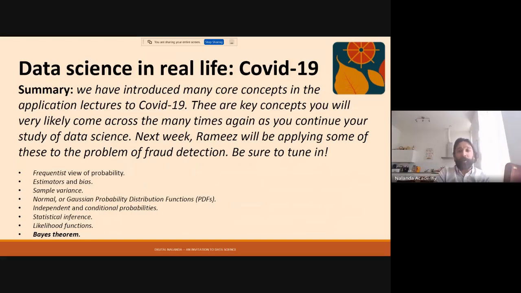Next week, Ramiz will begin by focusing on the problem of fraud detection, and then after that, I will come back and we'll go to the application of election polling, where we will really study this question of sampling much more carefully. So that is the formal lecture for today. It's maybe now time to stop and take some questions, if you have any.